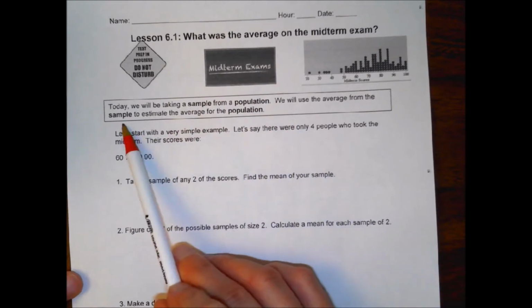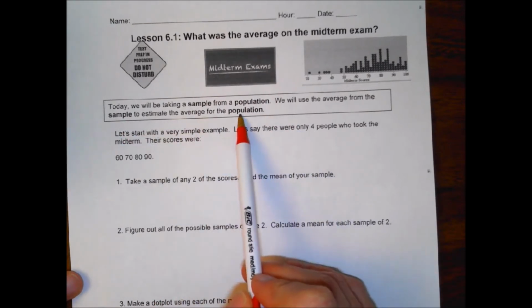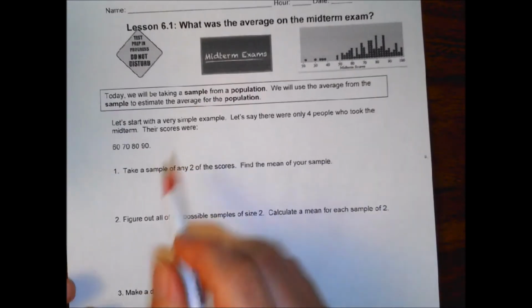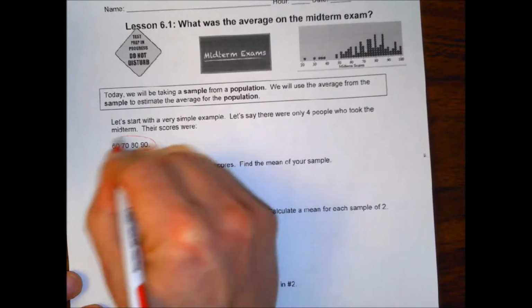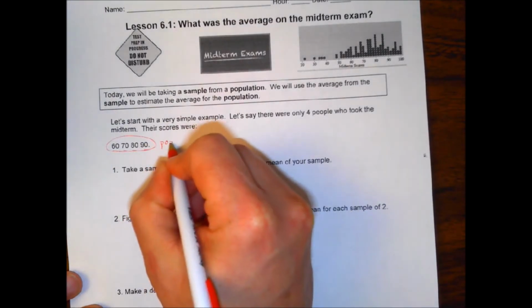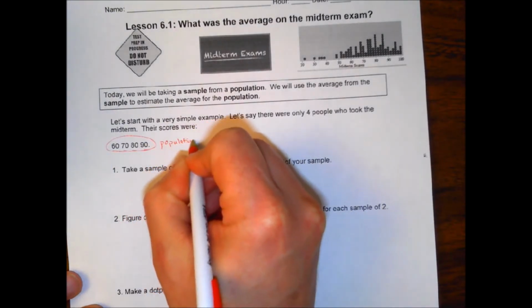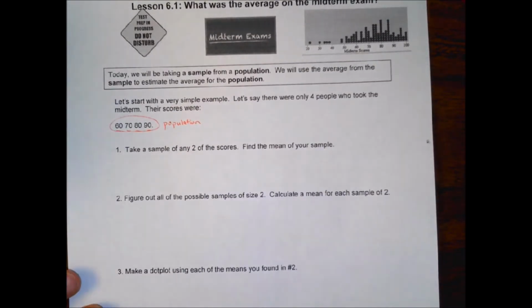Okay, so let's just start very basic. Let's say only 4 people took the midterm. So these are those 4 scores of the midterm. Okay, so this right here is our population. If there were only 4 people that took the test, let's say there was only 4 people in the class. Okay, so let's say we take a sample of any 2 scores. Let's say I randomly choose, and I choose the 70 and the 90.